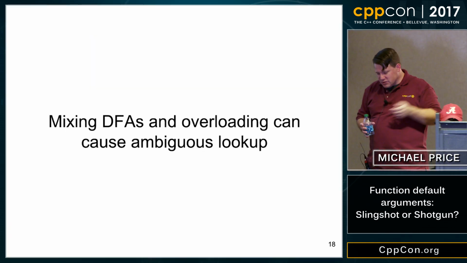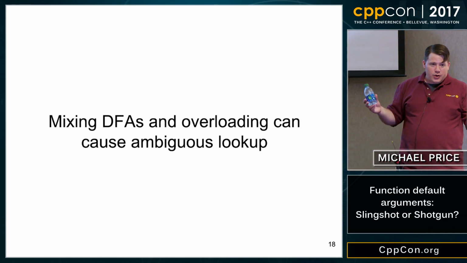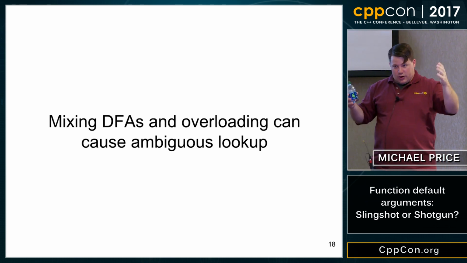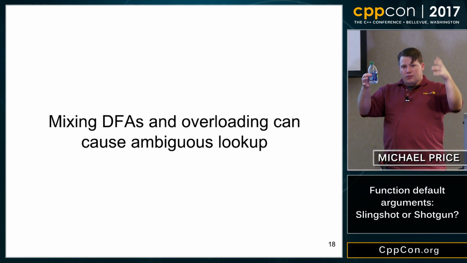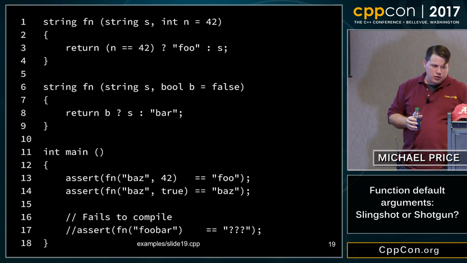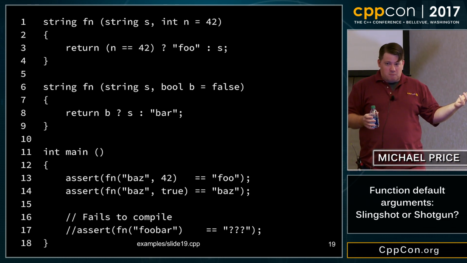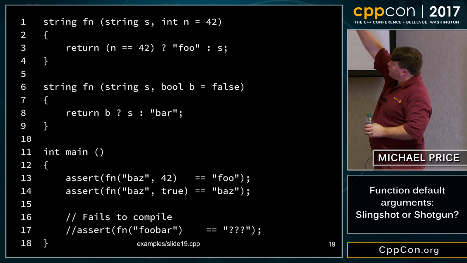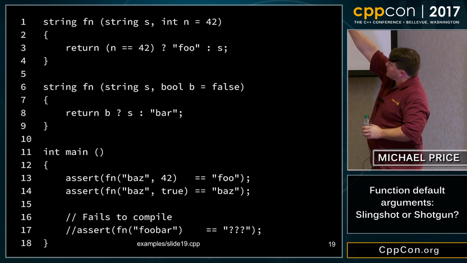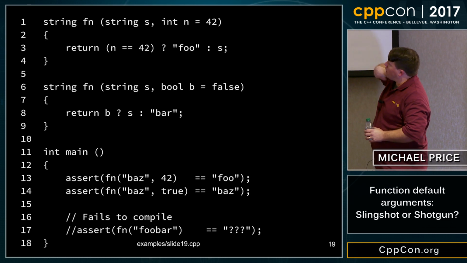Okay, there's another problem. Say you're going to go do this. Well, how would you go about doing it? You would start replacing these things. While you're in that intermediate state where you have some that are default arguments and some that are overloads, you can create situations where it's ambiguous. So here we have two functions in the overload set of fn. One takes a string and an int, and one takes a string and a bool. The second parameters in each of them have defaults.